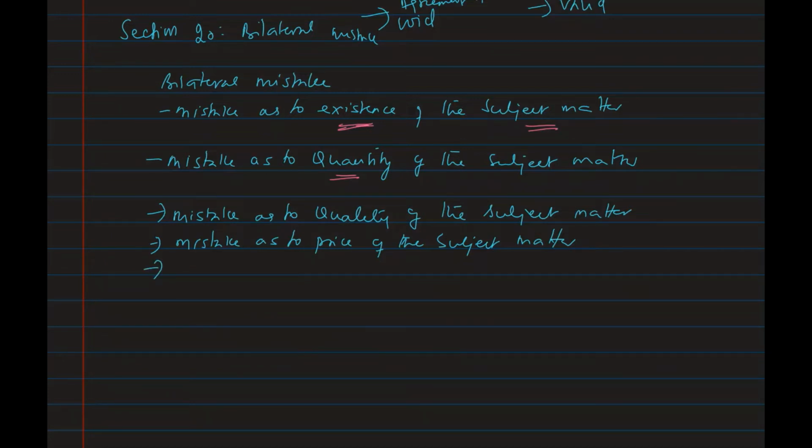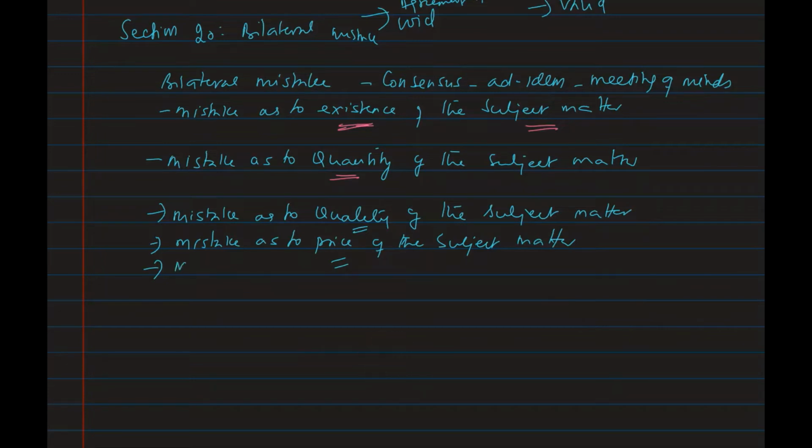Again, in all these cases, what is missing is consensus ad idem, what we call meeting of minds. There's no meeting of minds. And when there's no meeting of minds and they make a mistake as to quality, price, quantity, existence, then the contract or agreement itself is void.